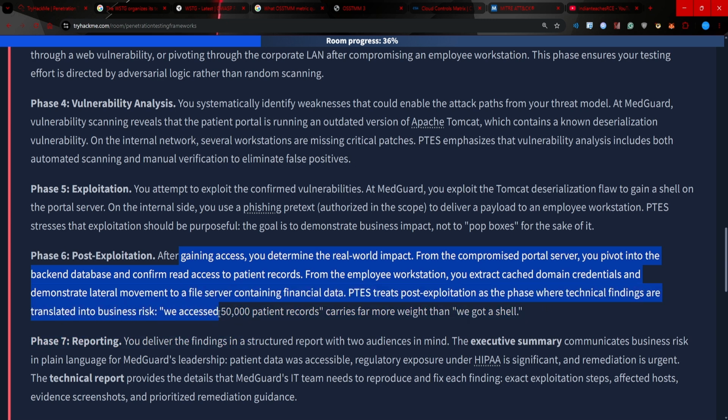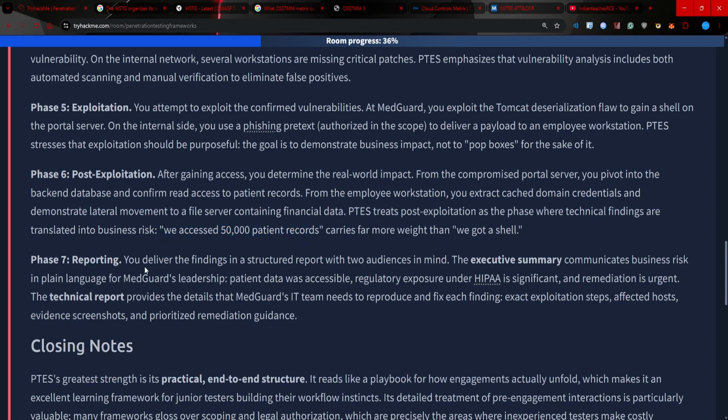We accessed 50,000 patient records carries far more weight than we got a shell. Bro, but we got a shell. That is why we were able to access 50,000 patient records. Without this, how would we do this? What the hell? Okay.